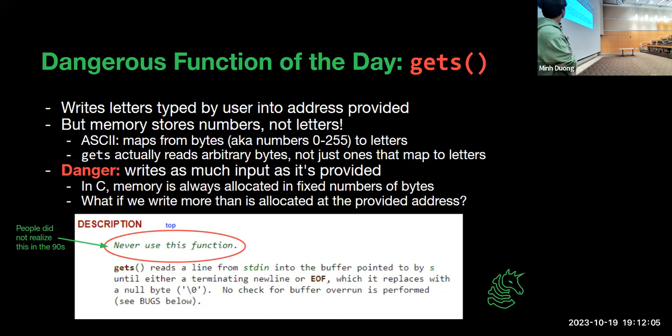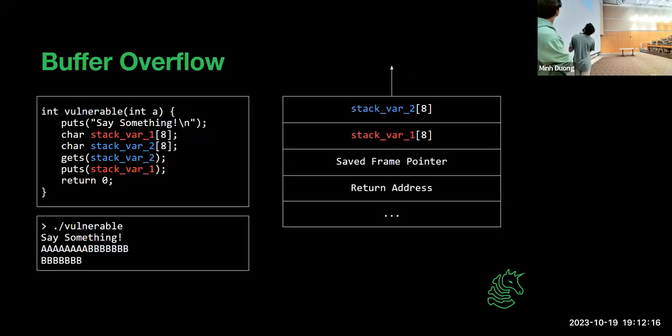People didn't realize that this was unsafe in the 90s, and that's how things built up to more complicated exploits, and the damage was already done and the standard was set. So if we have our two 8-byte buffers and we call gets onto stack variable 2, what will happen to stack variable 1 when we print out, when we overflow it? Well, we'll print out our extra bit of overflow.